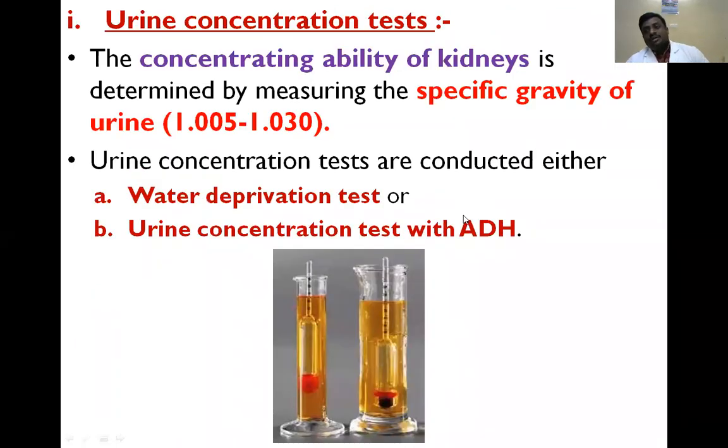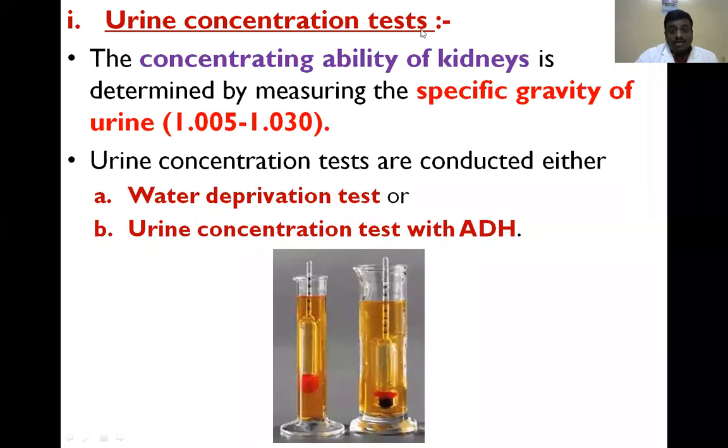So in the urine concentration test, we are mainly estimating the specific gravity of the urine. You already did this experiment. This is the urinometer. Using this urinometer, we estimate the specific gravity of the urine. The normal range is 1.005 to 1.030.